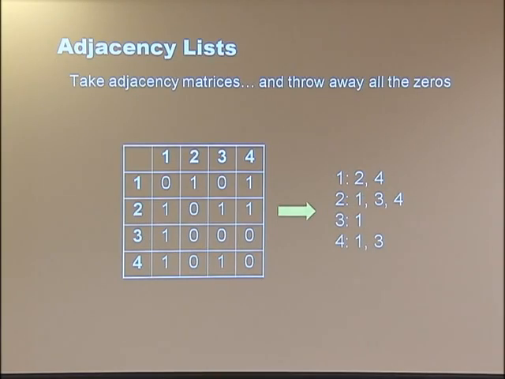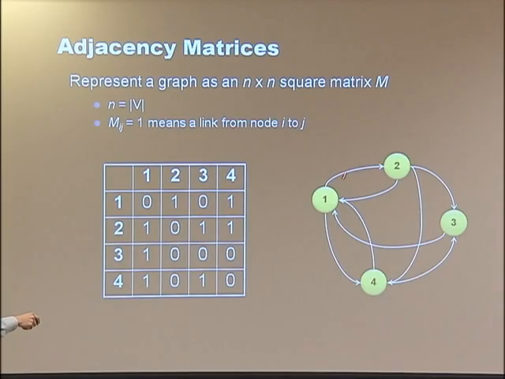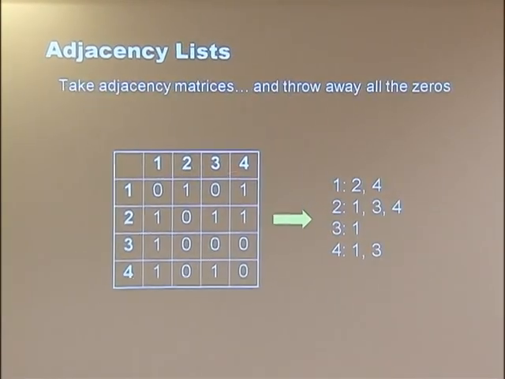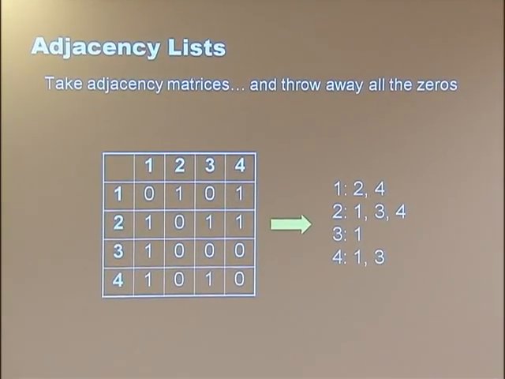Well, you throw them away, and that's how you get an adjacency list representation. You simply take the matrix and throw away all the zeros and represent it as such. So this says that from 1, I can get to 2 and 4. From 1, there is a link to node 2 and node 4. This representation essentially tells you who your neighbors are, or what your outlinks are, who you're connected to. And this is actually the preferred representation for graphs.